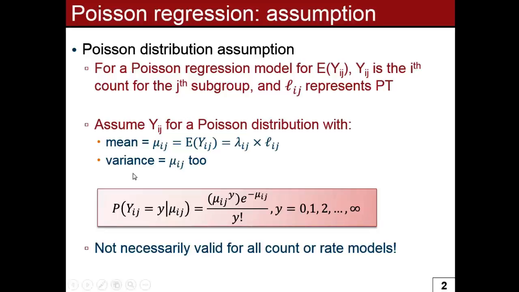The key piece here is that this is a big assumption, that the mean is equal to the variance, and these counts are distributed as Poisson. This is not going to always be true, and I'll show you how to evaluate whether this assumption is true.